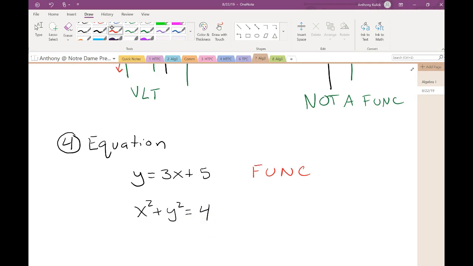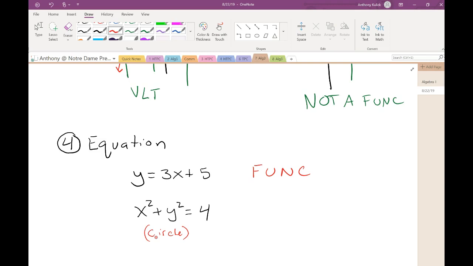Okay. What about something like this? X squared plus y squared equals 4. What does this graph look like? You should recognize this from last year in geometry. It's not a parabola. This is a circle. This is the graph of a circle.